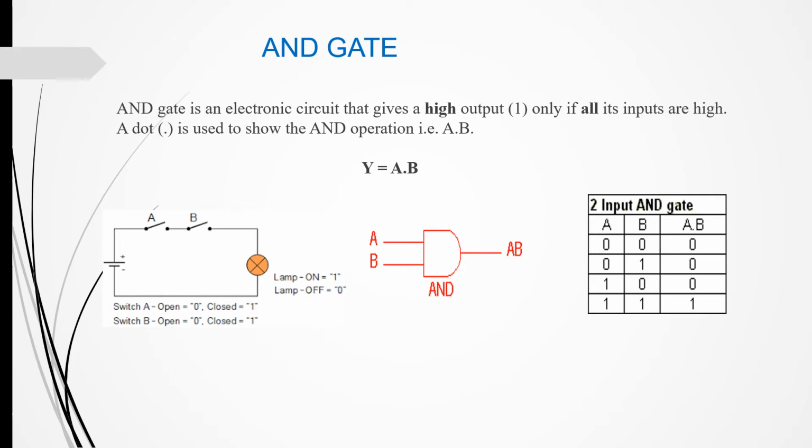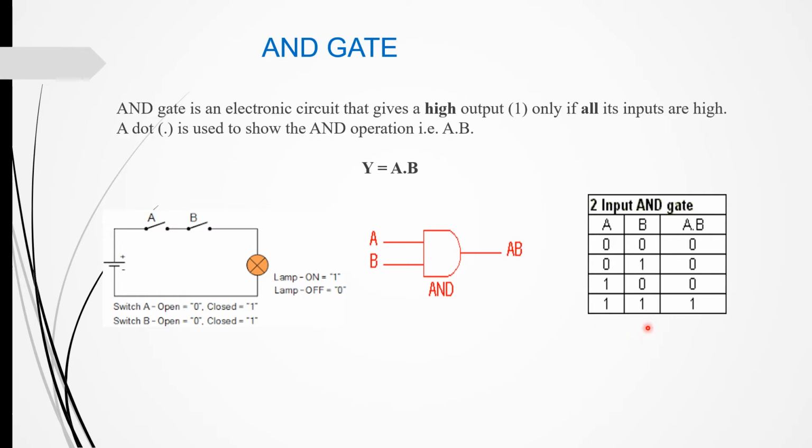Now we will see AND gate. AND gate is an electronic circuit that gives high output only if all its inputs are high. A dot is used to show the AND operation. So in this equation you can see that Y is equal to A into B. This is the output equation of AND gate. Here you can see inputs are A and B. So output Y is equal to A into B. This is symbol of AND gate and this is truth table of AND gate.